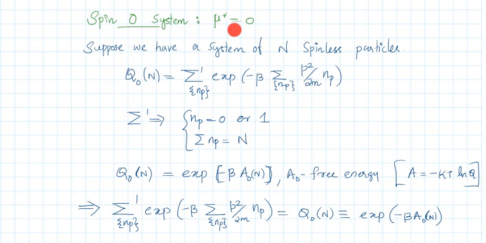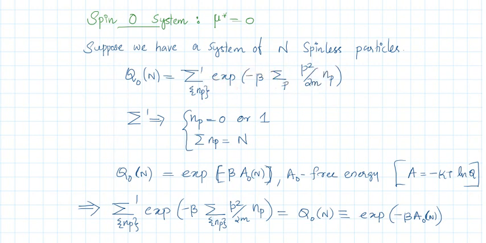Now consider a spin zero system. That is, mu star is equal to 0. Then if we have a system of N spinless particles, what is the partition function? It will be simply sigma over n_p of exponential minus beta sigma over p of p squared by 2m times n_p. This summation is actually not over n_p, it is over p. This is the partition function if mu value is 0.